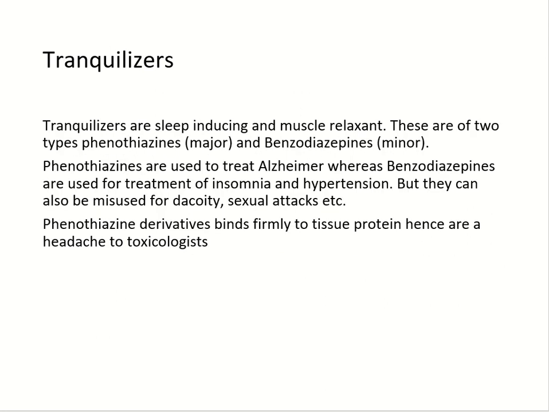Now tranquilizers. Tranquilizers are sleep inducing and muscle relaxant. These are mainly of two types. The major ones are phenothiazines and the minor ones are benzodiazepines. Phenothiazines are used to treat Alzheimer's, whereas benzodiazepines are used for treatment of insomnia and hypertension, but they can also be misused. Phenothiazine derivatives bind firmly to tissue protein and hence are a major problem. Their extraction and analysis is quite difficult.